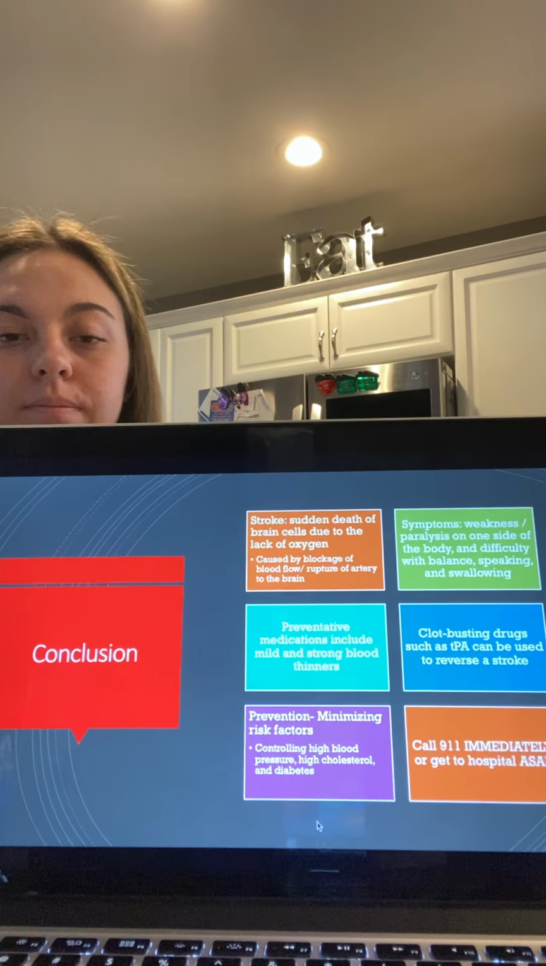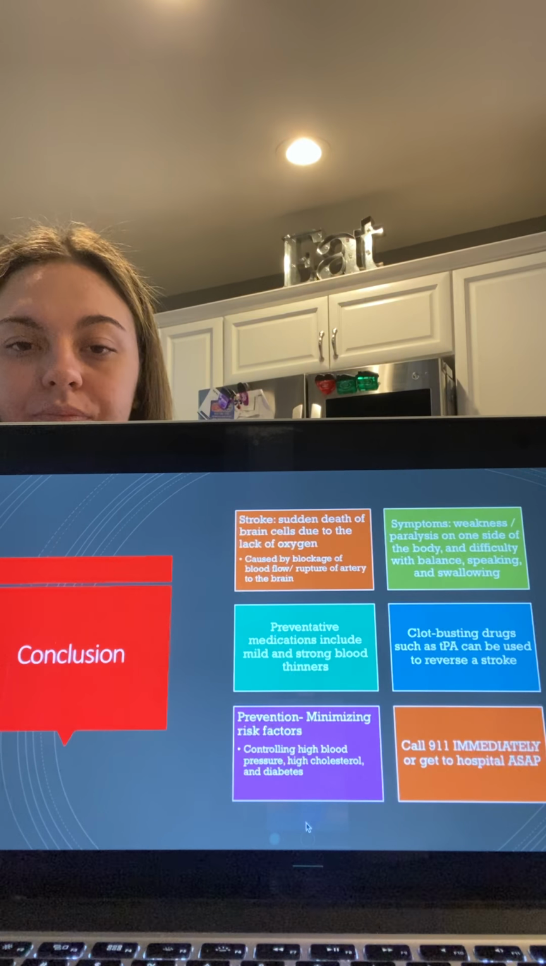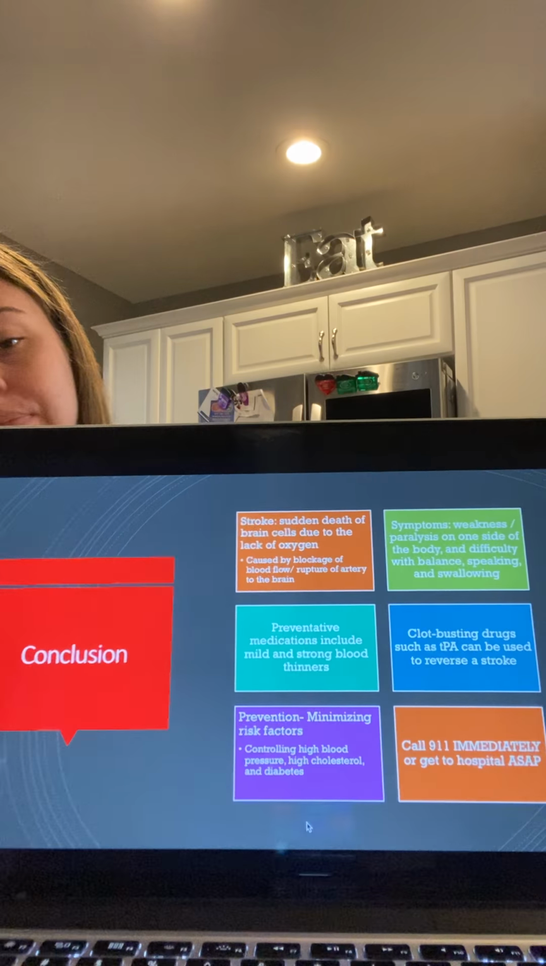So, a conclusion. A stroke is a sudden death of brain cells due to the lack of oxygen, which is caused by a blockage of an artery or a head injury or a trauma or anything like that, that is causing blood flow not to get to the brain, which is causing no oxygen to get to the brain. Symptoms are weakness, paralysis on one side of the body, difficulty with balance, difficulty with speaking, difficulty with swallowing, bad vision. Again, just remember the acronym Be FAST.